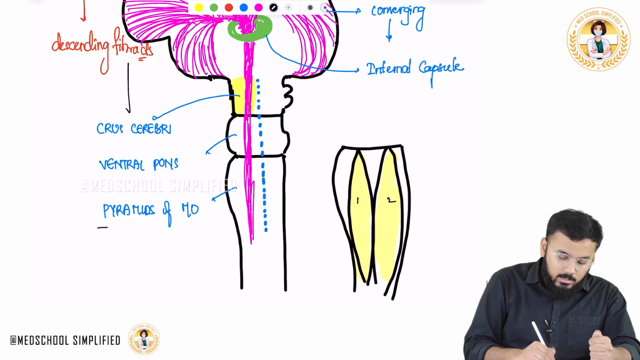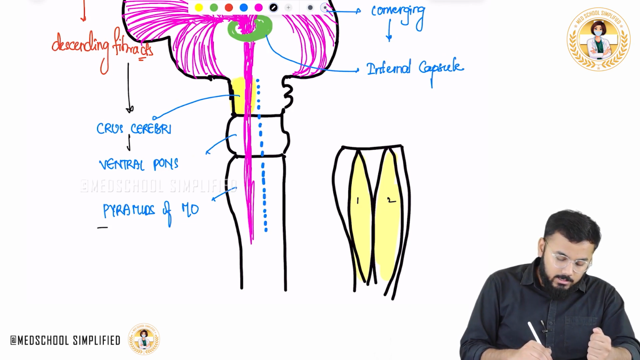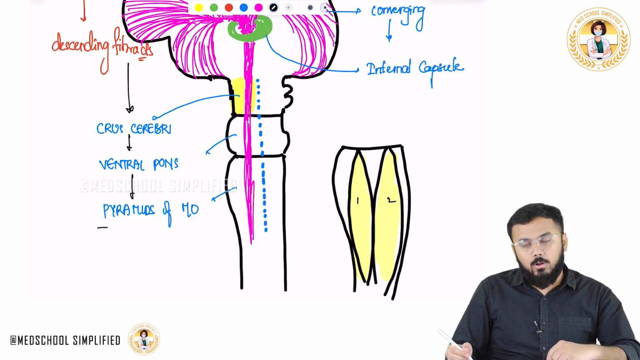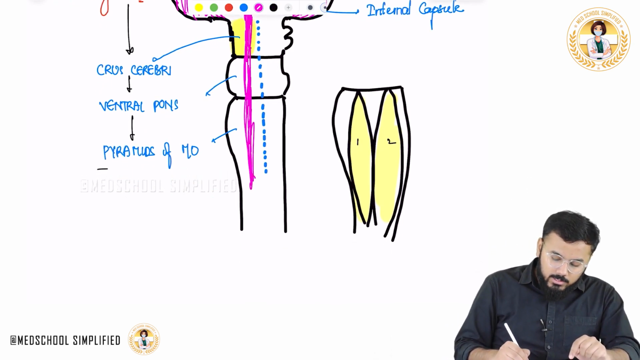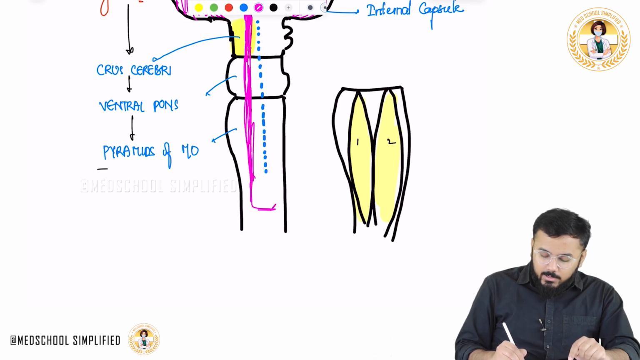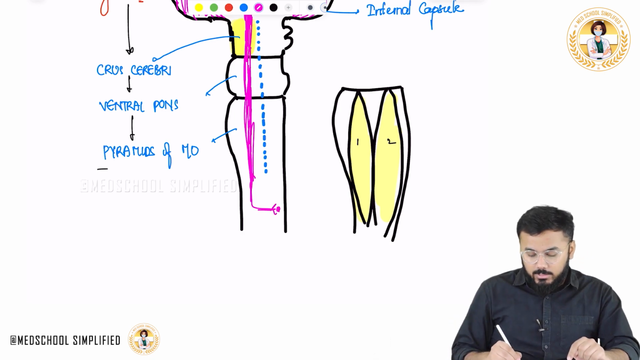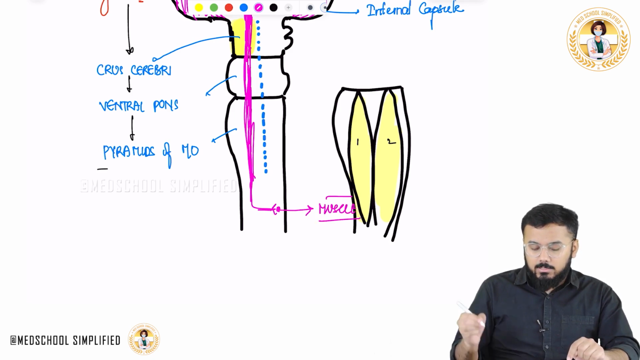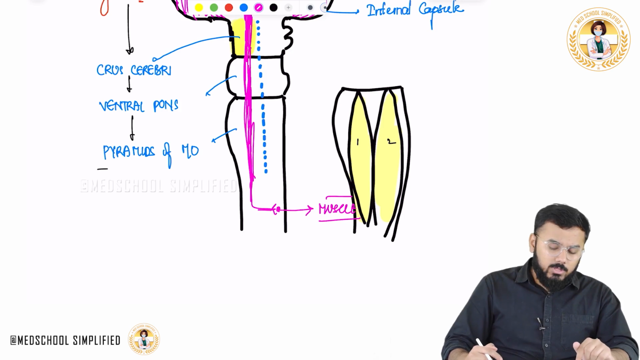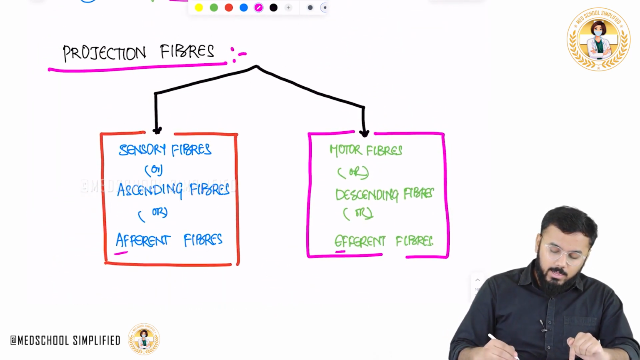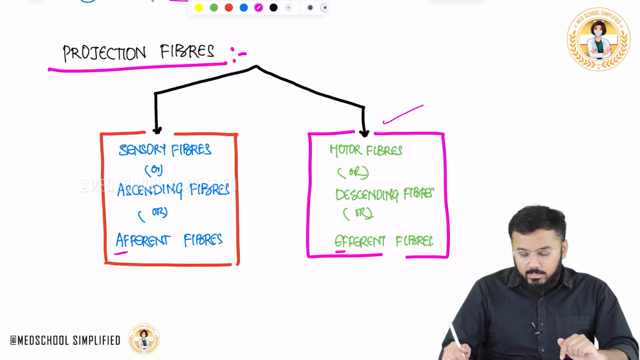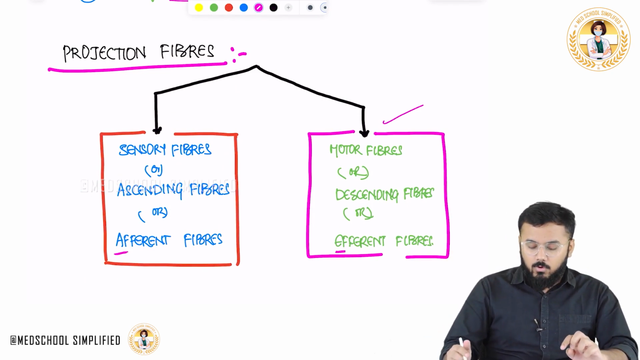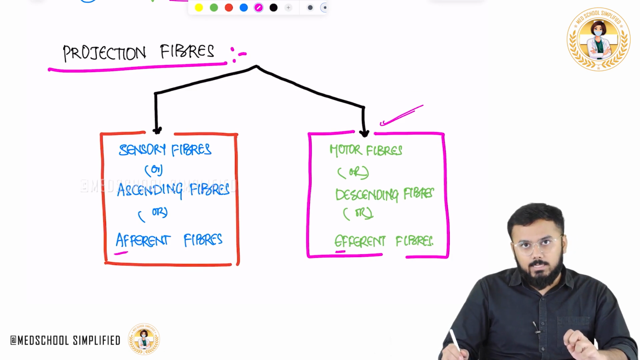From the cortex, they go to the crus cerebri. From the crus cerebri to the ventral pons, then the pyramids of medulla oblongata. And from here, obviously, all these fibers relay on the lower motor neurons, and from here they supply your muscle. Which muscle? Skeletal muscle, right? So these are nothing but your motor fibers or descending fibers. We will discuss in detail what are descending and what are ascending, but for now what you need to know is that these fibers are called descending fibers.